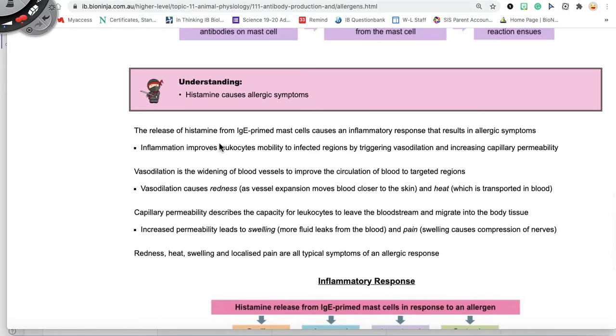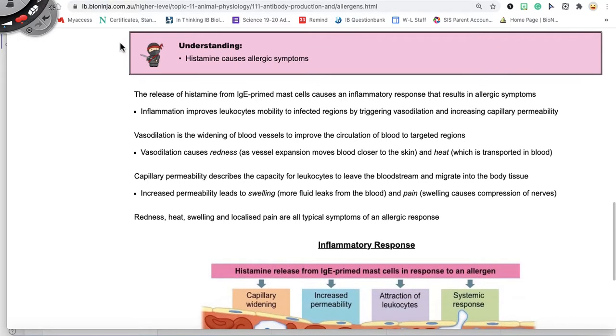So let's look and see how histamine, that molecule released by the mast cells, causes an allergic reaction. The release of histamine from the primed mast cells causes an inflammatory response. And this is what results in the allergic reaction. Now, think that the allergic reaction is a response to an antigen, right? To something that is foreign in your body. So your body is trying to help you, but in that process, what you end up feeling is really not very well.